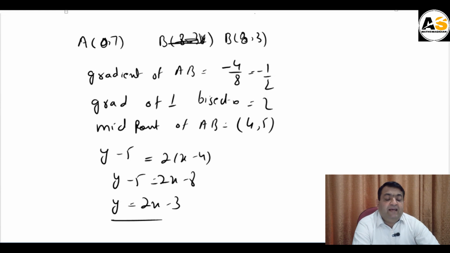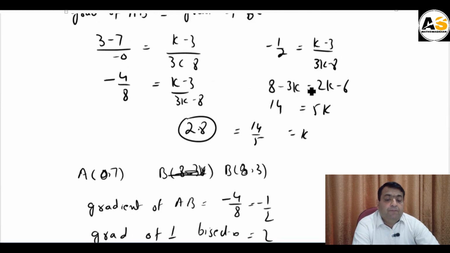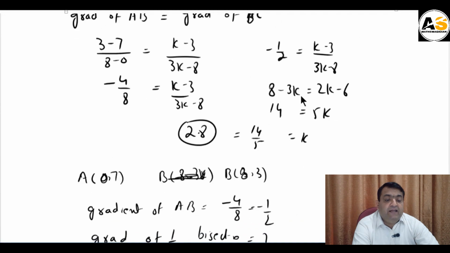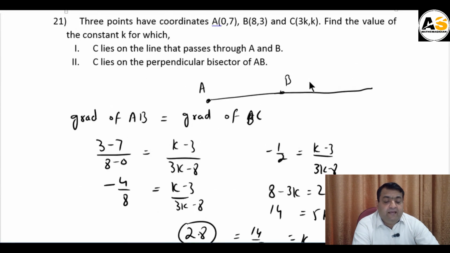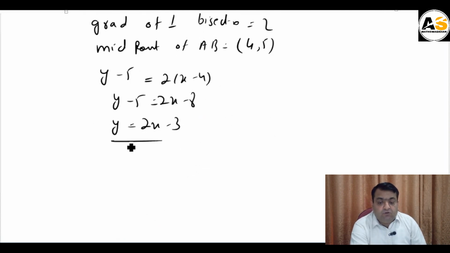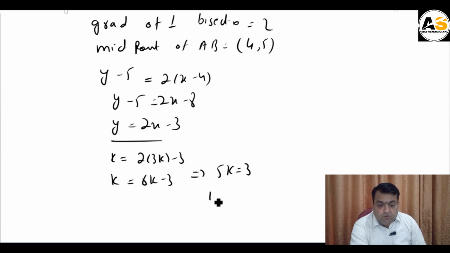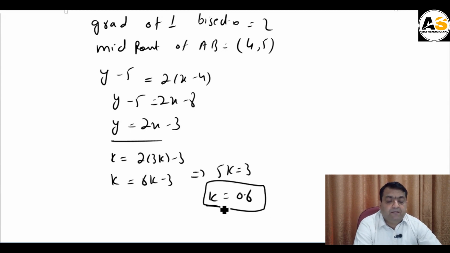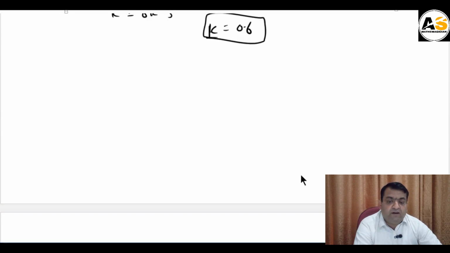Now we are given that this point C lies on this perpendicular bisector. C has coordinates (3k, k). So we will put x is equal to 3k and y is equal to k. k is equal to 2 times 3k minus 3. k is equal to 6k minus 3, which implies 5k is equal to 3. k is equal to 0.6. So this was the solution to the second part. k is equal to 0.6. Let us move to our next question.